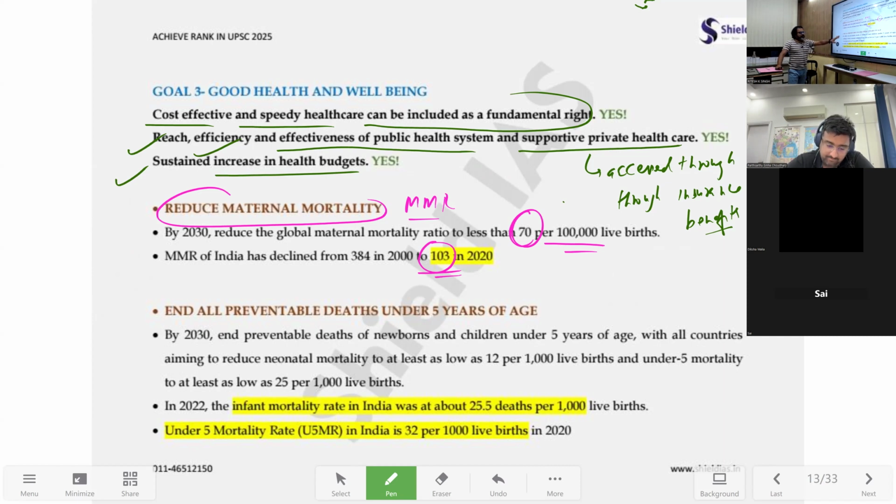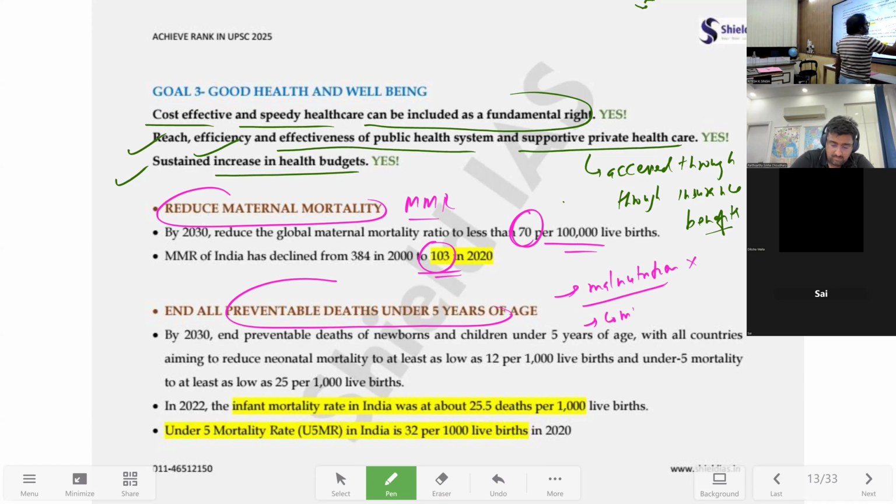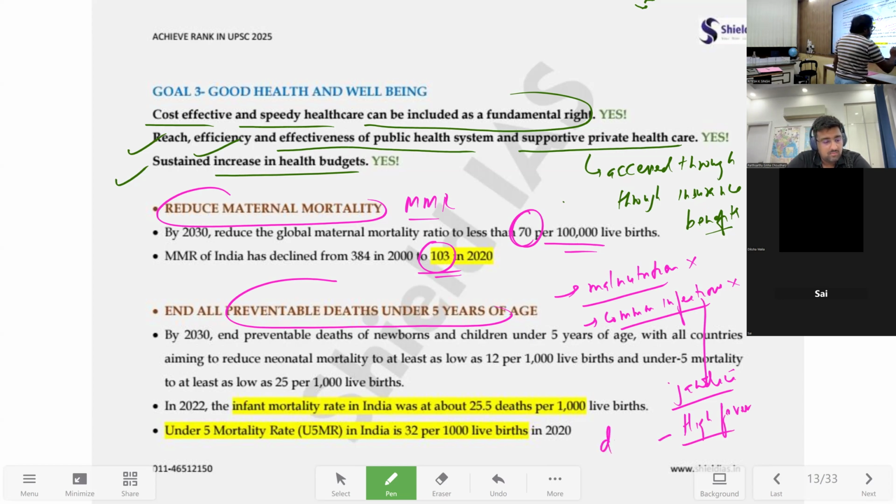Now, further, end all preventable deaths under 5 years of age. So what are the preventable deaths? Preventable deaths can be due to malnutrition. This can be a preventable death. Common infections, which can lead to maybe jaundice, which can lead to high fever. Okay. So all these types of things, diarrhea. Diarrhea is one of the major killers. So, end all preventable deaths under 5 years of age. So, good health and well-being. Reduce MMR, and here also reduce IMR, and under 5 years age mortality.